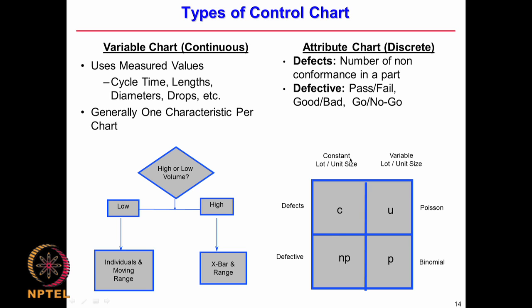If you have a constant lot or unit size, that means every time I take 3 samples and calculate how many defects are there, then you use a C chart. But if you have a variable lot and then calculate the defects, then you have the U chart. Again, if you have a constant set of samples taken and find out the defectives, that is called the NP chart. If you have a variable set and then look at the defectives, that is called a P chart. Here you use a binomial, here you use a Poisson. So these are some of the charts that are also possible for you to work on.